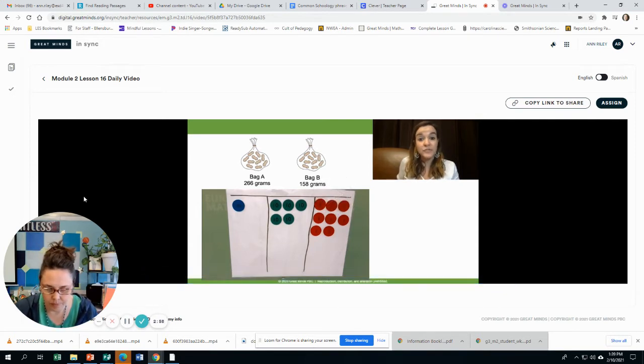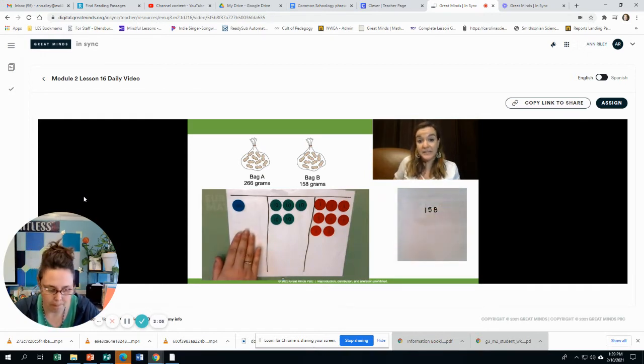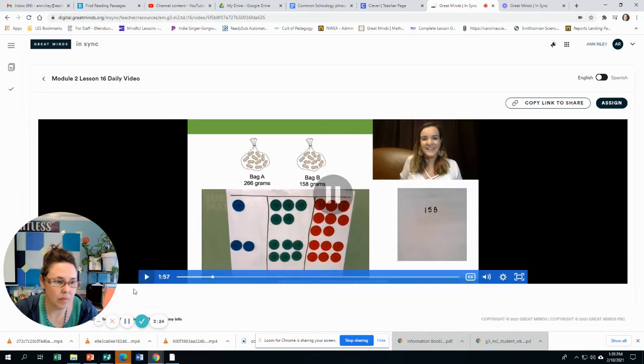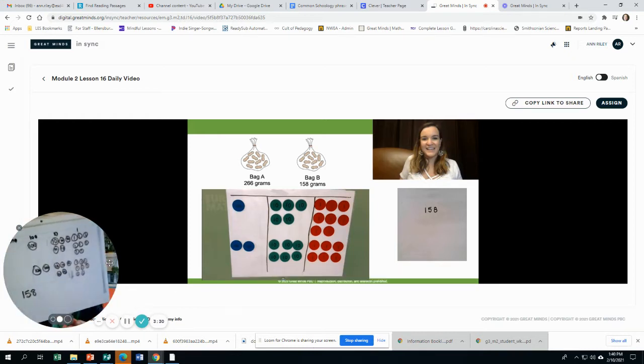Now let's record 158 vertically. Now leave these discs on your place value chart and use more discs to represent the weight of the peanuts in bag A. Place them right below our model of 158. Pause the video to represent 266 grams with place value discs now. All right, pause it and get it set up. Here's what mine looks like.